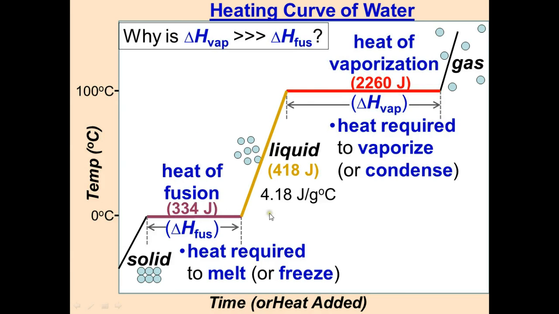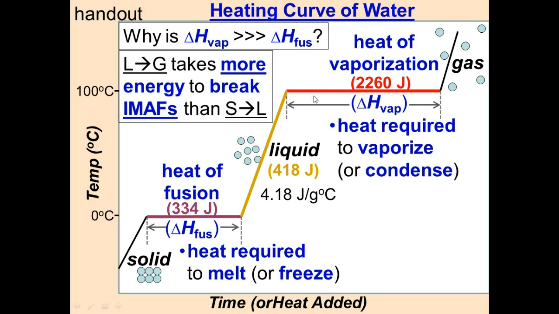So notice how the heat of fusion line is shorter than the heat of vaporization, and the number of heat of vaporization is larger. The reason why is it takes more energy to go from liquid to gas than from a solid to liquid, because we have to break way more IMAFs to go from liquid to gas, because gases have no IMAFs whatsoever. Liquids do have IMAFs, so we have to break all the IMAFs, and that's why it takes a lot of energy.